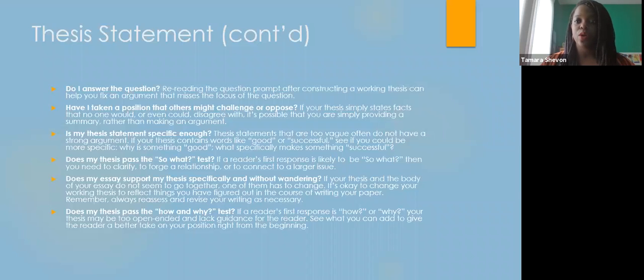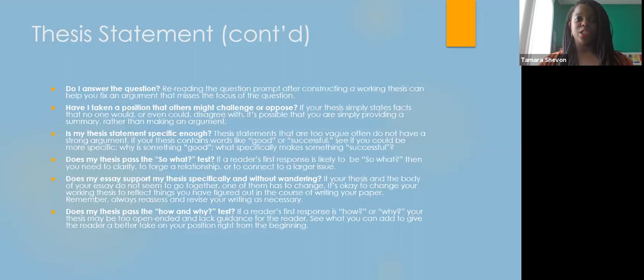It's okay to change your working thesis to reflect things that you have to figure out in the course of the writing of your paper, okay? So sometimes you're writing your essay and you're using your outline, and then you realize maybe I want to change my thesis statement because I'm leaning more towards this actual idea. It's okay to rework that. That's the whole point of having your essay outline.